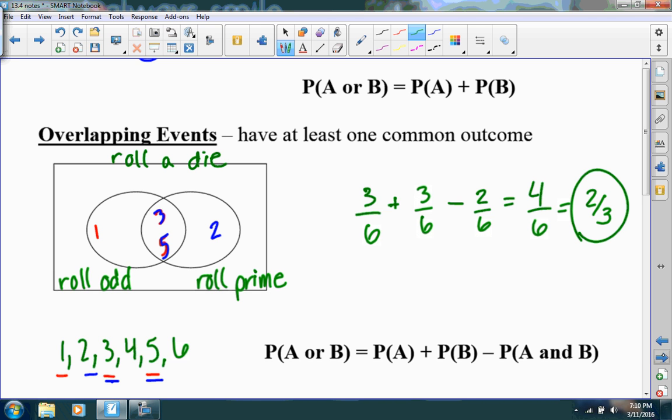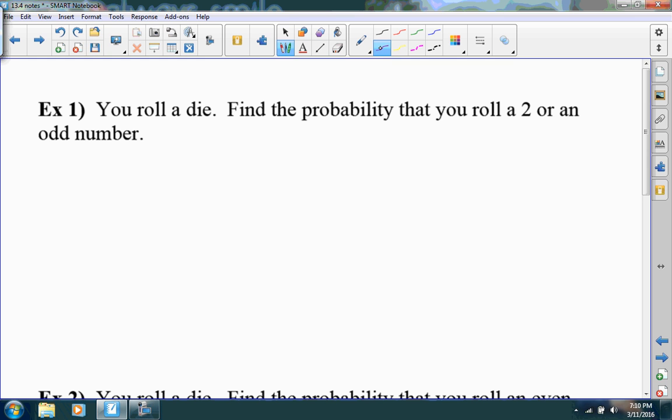Okay, so let's take a look at a couple examples here. So for our first example, you're going to roll a die, and anytime you see that, you're going to assume that it's a standard 6-sided die. And we're going to find the probability that you roll a 2 or an odd number. So again, if you want to, you can write down the numbers 1, 2, 3, 4, 5, and 6, because those are the numbers that are going to be on a standard 6-sided die.